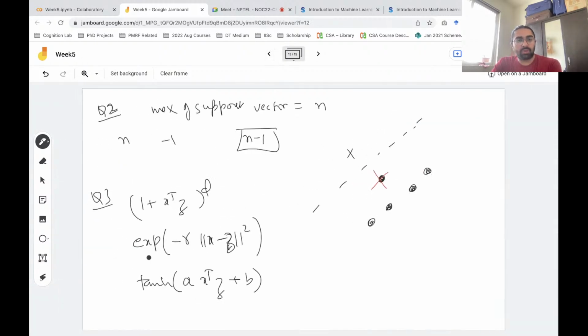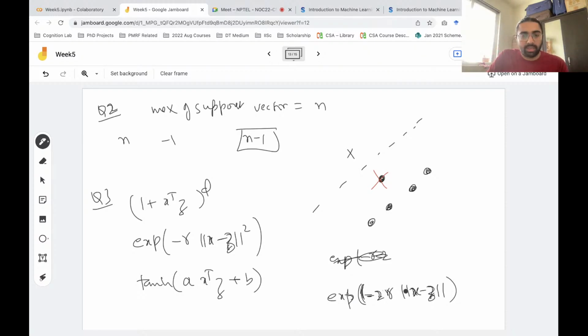And then you will be able to appreciate why, let's say, exp of minus 2 gamma times x minus z is also a kernel. Ideally, it's a function of the distance between two points, so e power minus of the distance turns out to be a kernel.